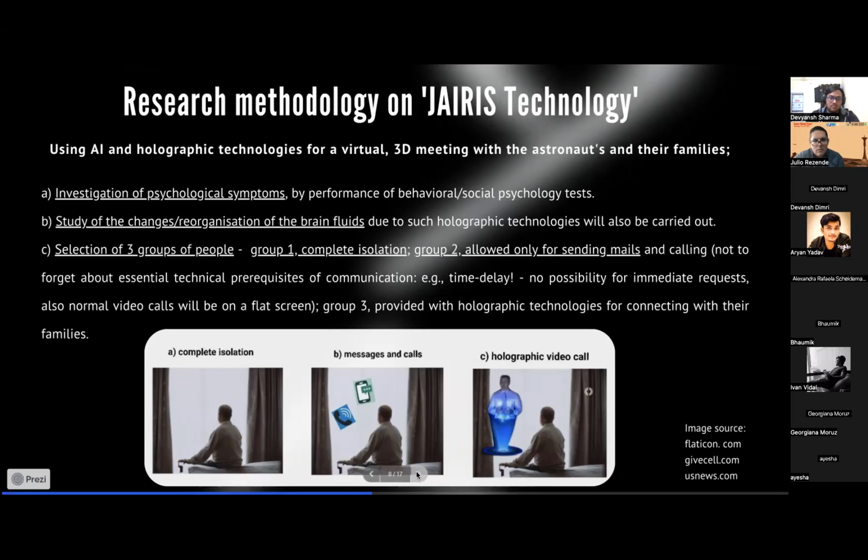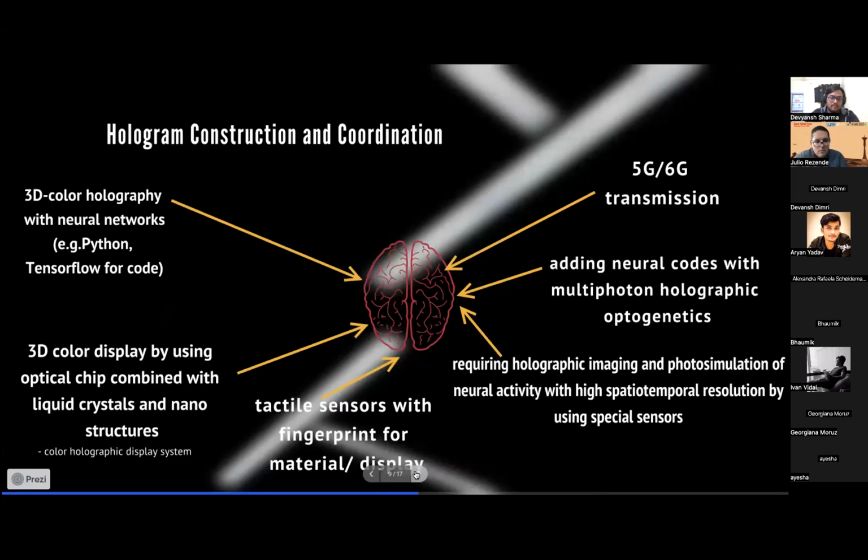Now, going further, regarding the hologram construction and coordination, we want to implement 3D color holography, and also design and implement neural networks by using programs such as Python or TensorFlow for coding.